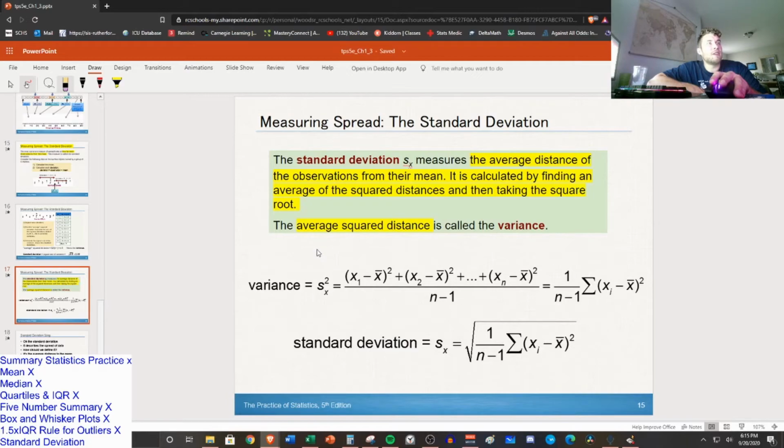All right, so you should have that written down now. So the definition, and you will need to know this. There's a test question that asks for this definition, so you need to know what it is. It's the average distance of the observations from their mean. It is calculated by finding an average of the squared differences and then taking the square root.